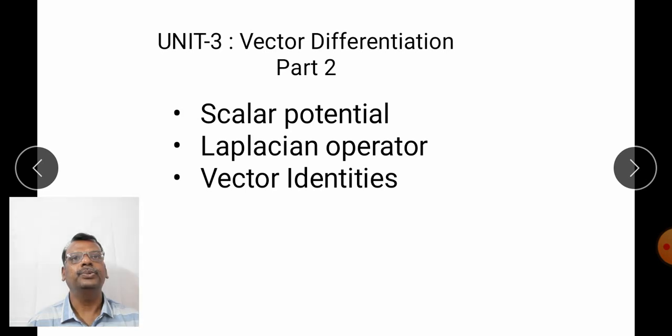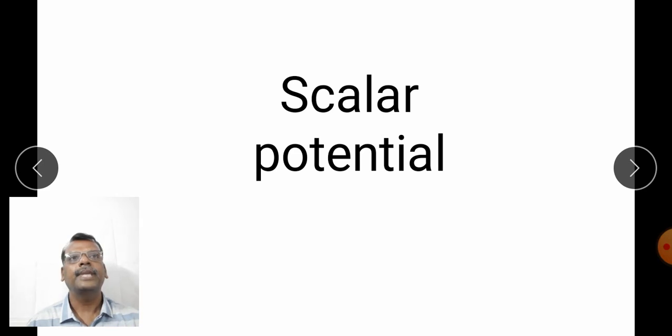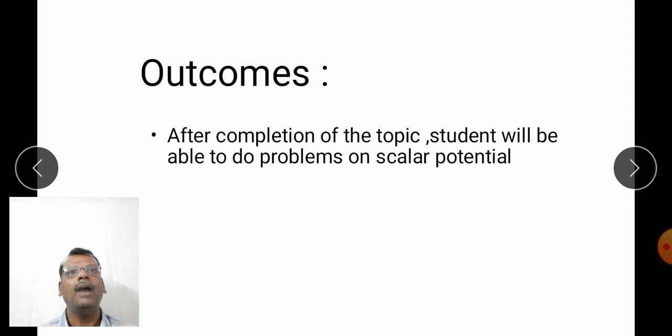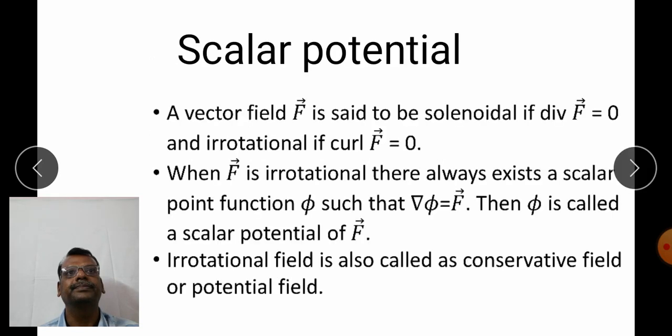In this Part 2, it consists of three topics. Number 1, scalar potential, Laplacian operator and vector identities. Now, scalar potential. After completion of this topic, students will be able to do problems on scalar potential.